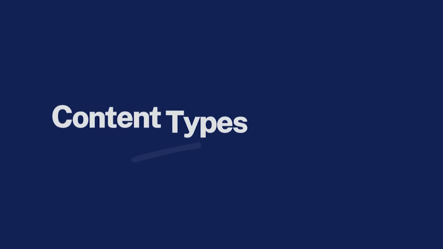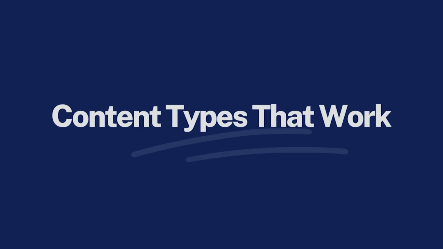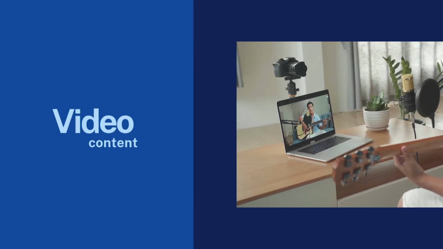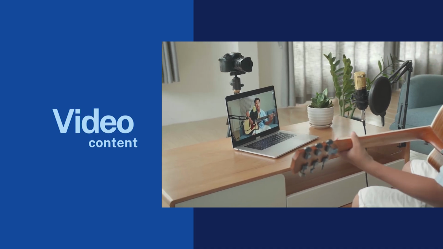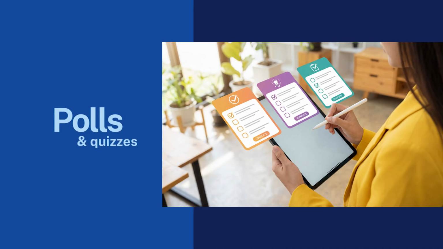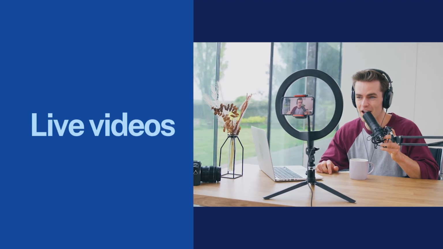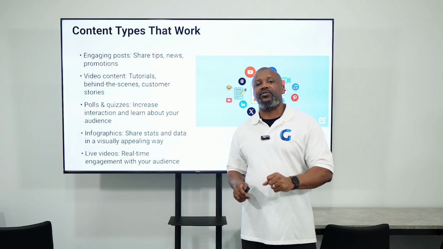So there's a lot of different content types, right? So your content should vary to keep your audience engaged. So think about video tutorials, polls, infographics, even live content, right? These are some of the most effective ways to engage and convert on social media.